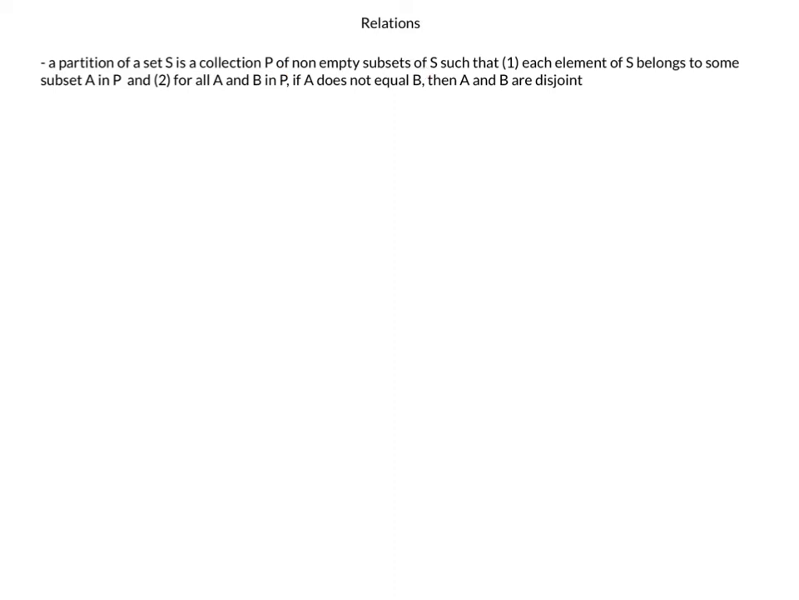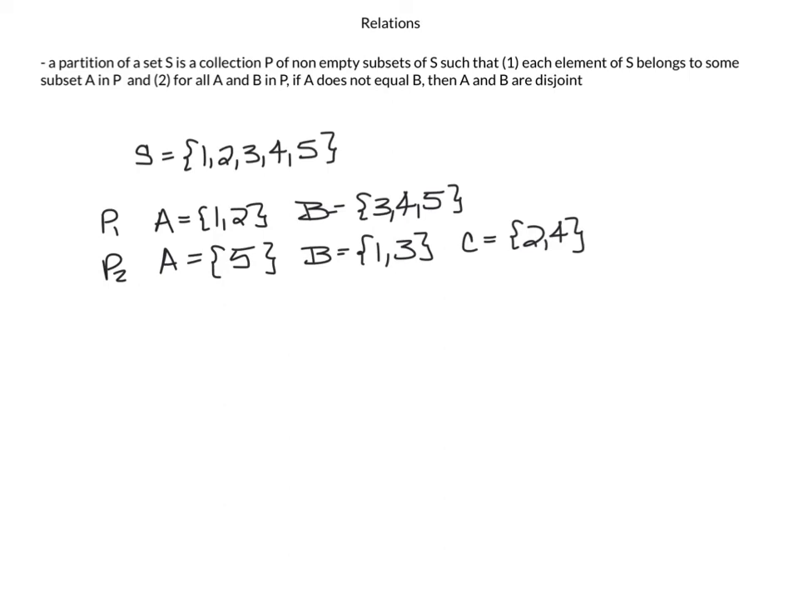B are disjoint. So an example, let's say our set S is equal to the elements 1, 2, 3, 4, 5. I made two partitions for you. Our first partition can be the sets A and B, where A is equal to {1, 2}, and B is equal to {3, 4, 5}. Let's see that this satisfies the definition of a partition. P is a collection of non-empty subsets of S. So here we have two, and they're non-empty, and each is a subset of S.